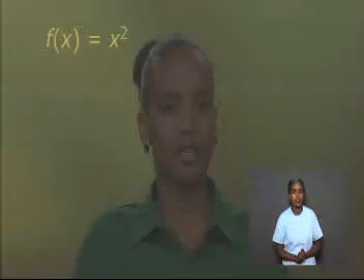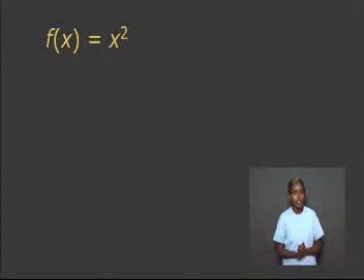f prime of x is the derivative of f with respect to x. We consider t as a variable and x as a constant. As an example, let us find the derivative of f of x equals x squared with respect to x.